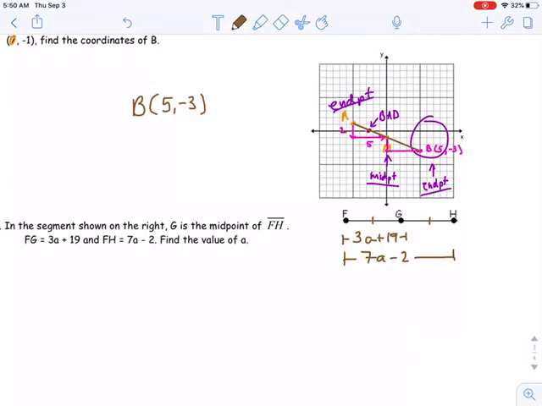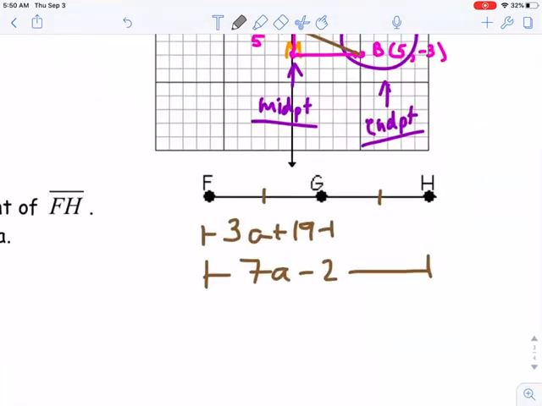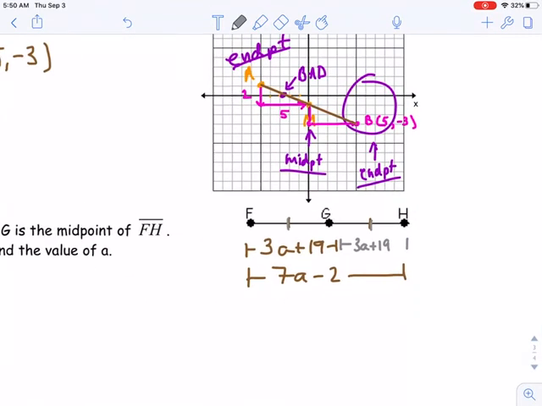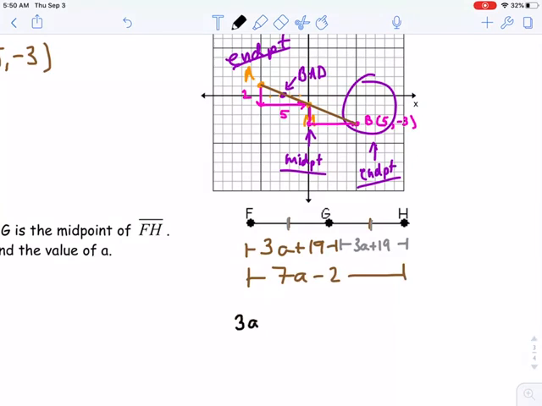Alright, so it's really important to label my picture, because now I can determine what's over here. I have half, I have a whole. What's this other half? Well, they're congruent. So this is also 3A plus 19. Don't set them equal to each other. Don't claim that half of it equals a whole. 1/2 plus 1/2 equals a whole. So then I can say, well, 3A plus 19 plus 3A plus 19 equals 7A minus 2.